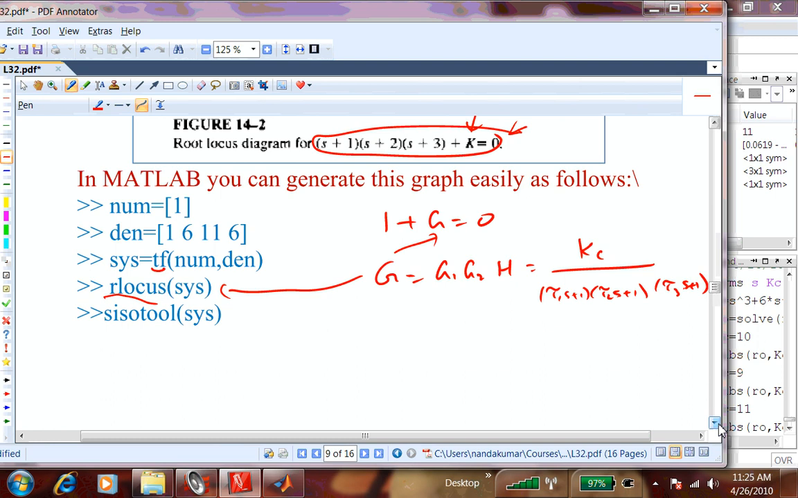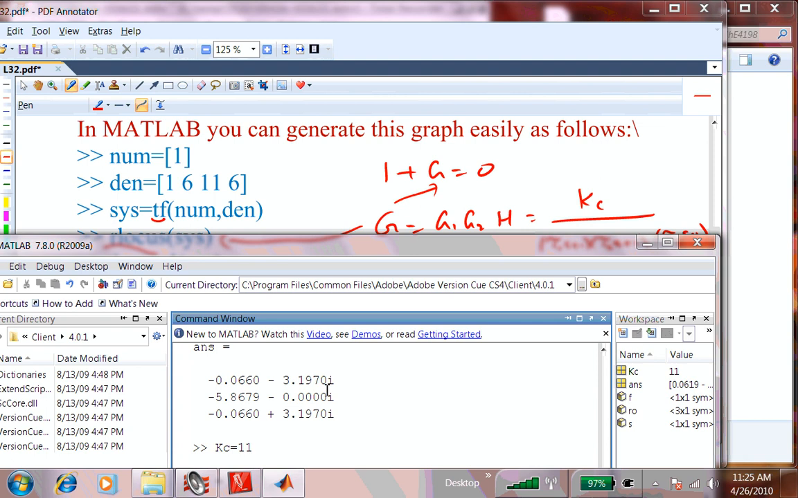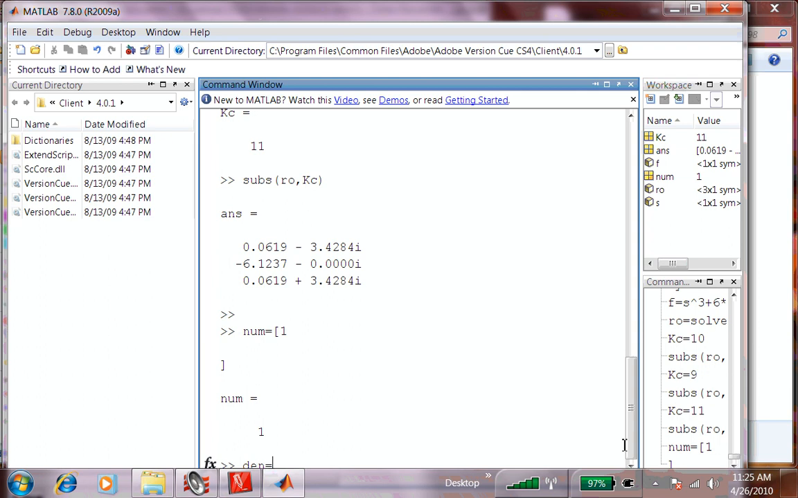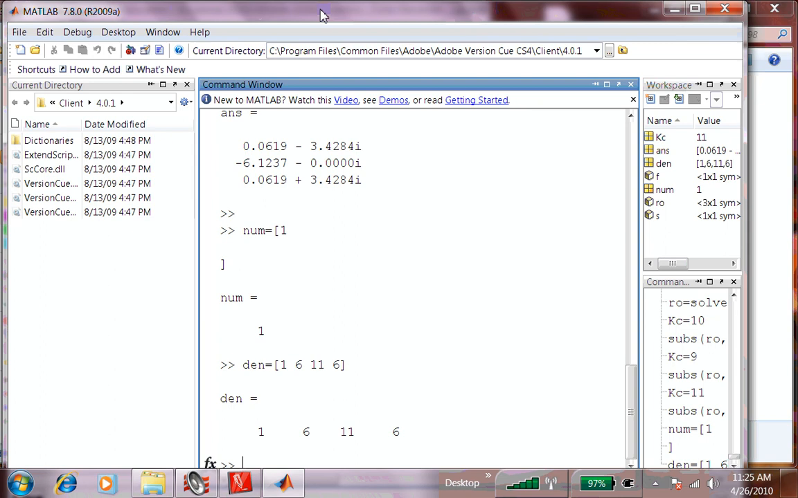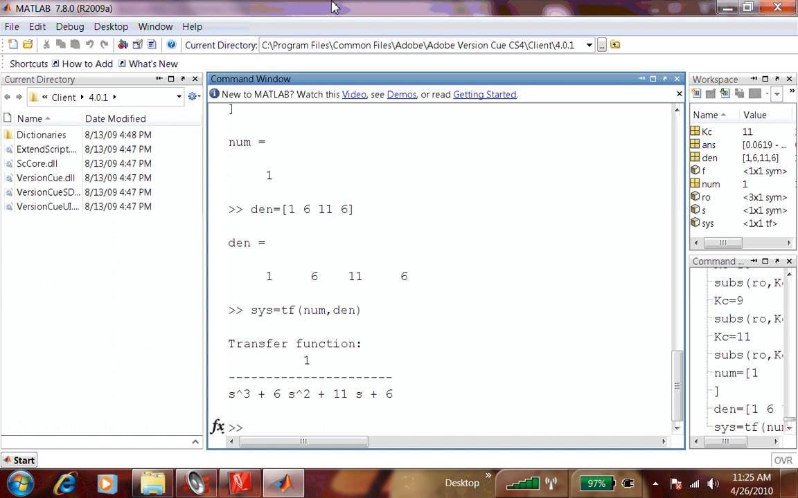Okay. So I'm going to go to MATLAB. The numerator is 1. The denominator is, can somebody repeat those numbers for me? 1, 6, 11, and 6. Okay. And then I'm defining the transfer function. It takes the numerator and denominator polynomials and defines the open loop transfer function with K normalized to 1. And then pass this to rlocus.